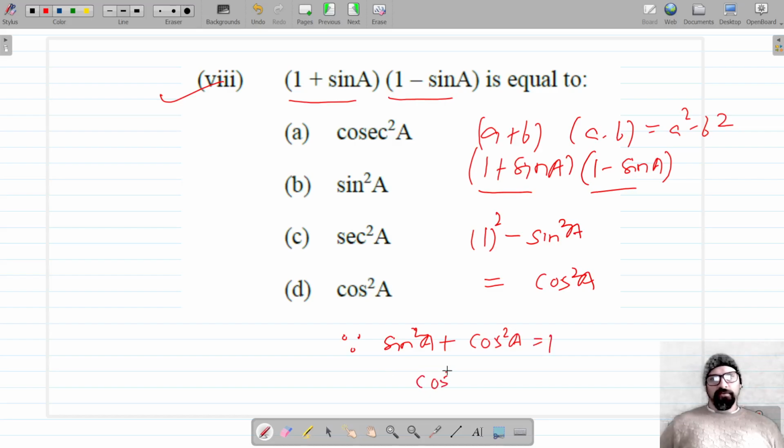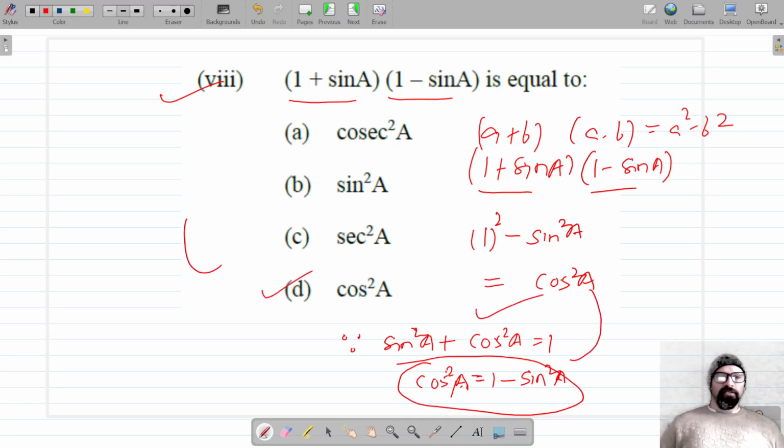From here, the cos square A is equal to 1 minus sine square A. So that's why 1 minus sine square A is equal to cos square A, and D is the correct option for this one.